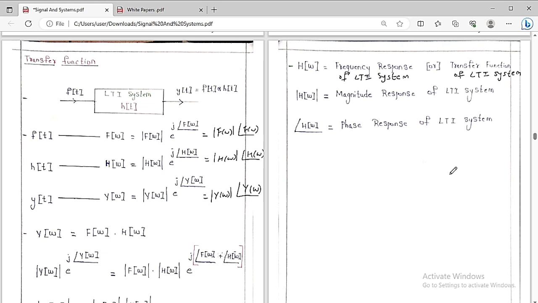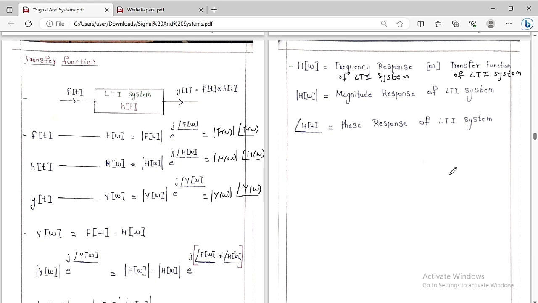Finally, I can say that suppose I have taken some LTI system. This LTI system has an impulse response h of t. If the input is f of t, the output is y of t equal to f of t convolved with h of t. If I want to convert into the frequency domain, then the Fourier transform of f of t becomes F of omega, of h of t becomes H of omega, and of y of t becomes Y of omega. So convolution in the time domain leads to multiplication in the frequency domain: Y of omega is equal to F of omega into H of omega.